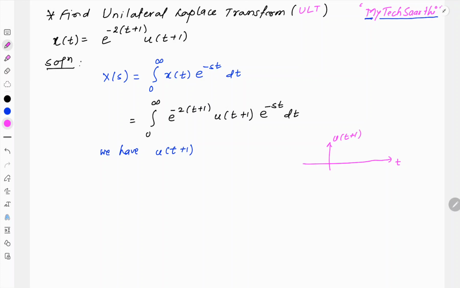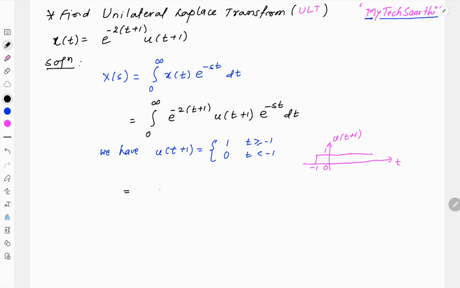as it is u(t plus 1), it starts at minus 1 and goes towards positive infinity with amplitude 1. So here we can say that u(t plus 1) is equal to 1 for t greater than or equal to minus 1 and 0 for t less than minus 1. So let us substitute this value. Whenever we substitute this value, the unit step signal starts at minus 1 and ends at positive infinity.